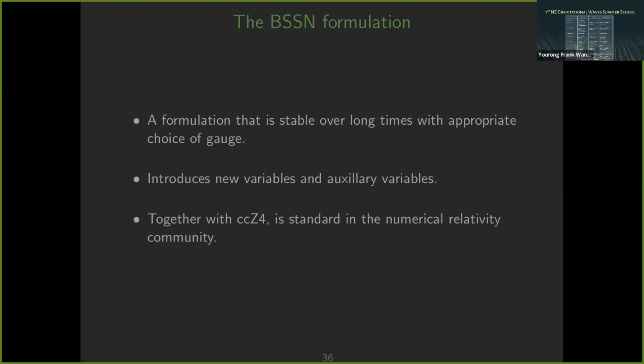Indeed, BSSN and a similar system, Z4, are really standard in the numerical relativity simulations that you've seen. All of the binary black hole simulations, for example, or at least most of them, are done with BSSN. That's largely due to the fact that we know good choices of the lapse and shift functions that lead to a numerical evolution that is stable up to and beyond the merger.